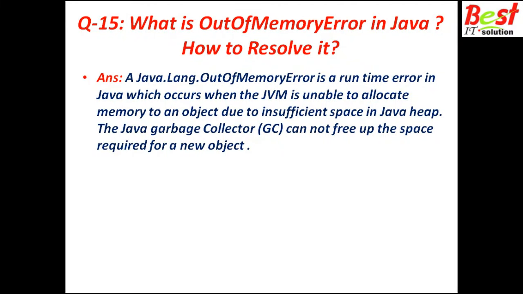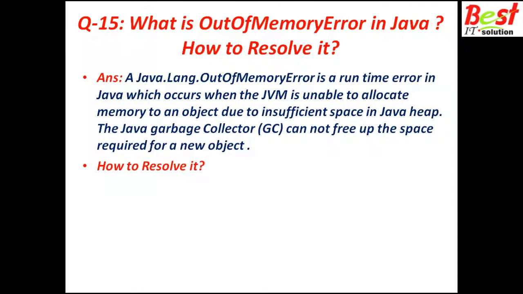So when the JVM is unable to allocate memory to an object due to insufficient memory space in the Java heap, at that time this out of memory error happens. The Java garbage collector cannot free up the space required for a new object.